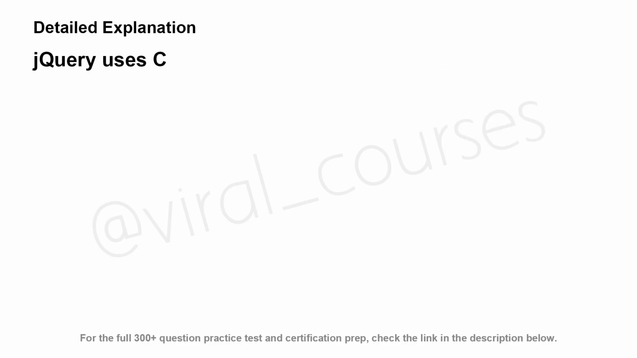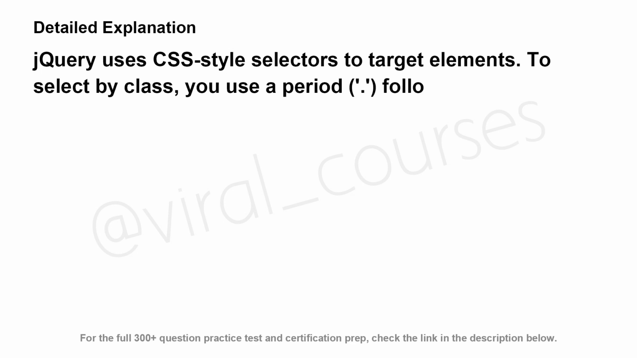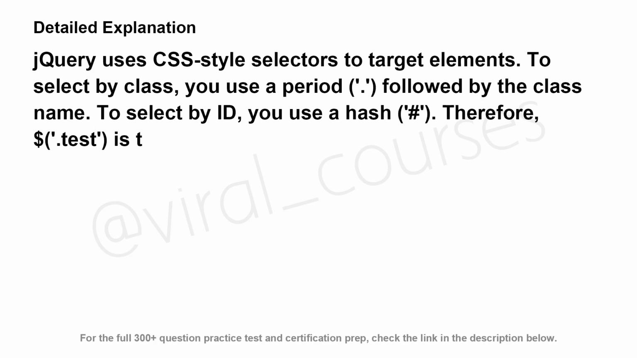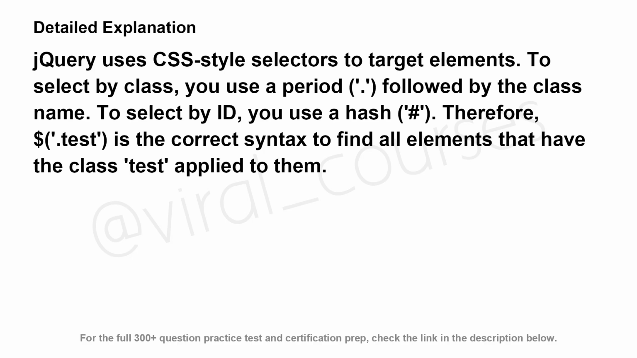jQuery uses CSS style selectors to target elements. To select by class, you use a period inside quotes, followed by the class name. To select by ID, you use a hash. Therefore, $('.test') is the correct syntax to find all elements that have the class test applied to them.